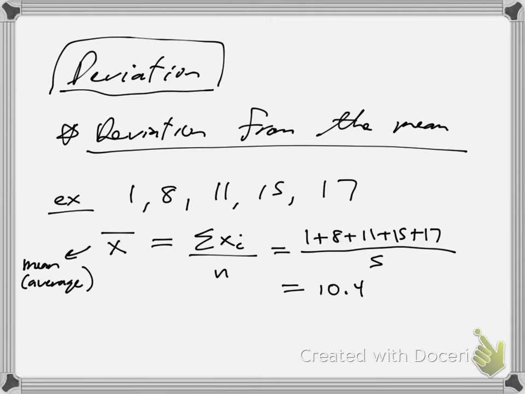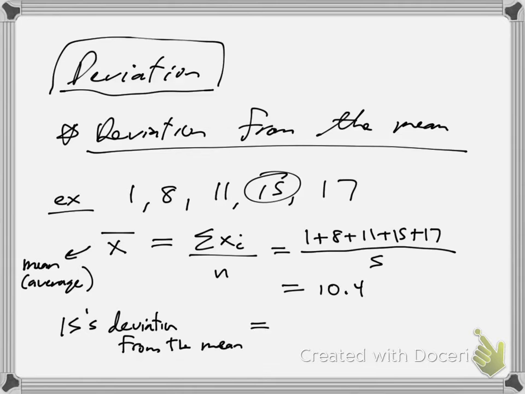So let's find 15's deviation from the mean. Well, that's easy. You just take 15 and subtract the mean from it. Deviation means what's the difference between 15 and the mean. Okay? And that equals 4.6. Simple. So that's the deviation from the mean.